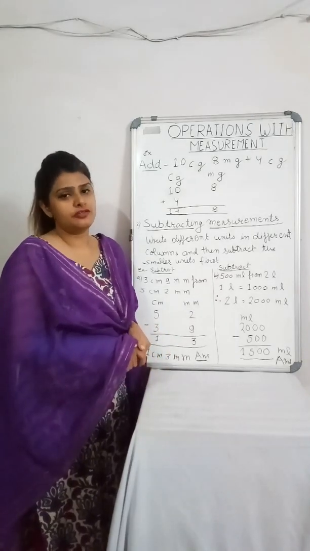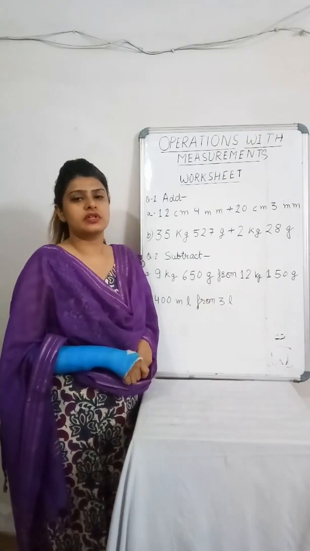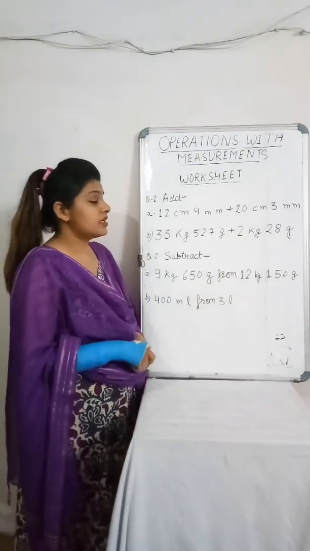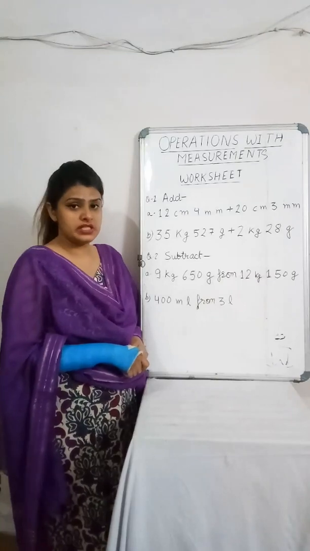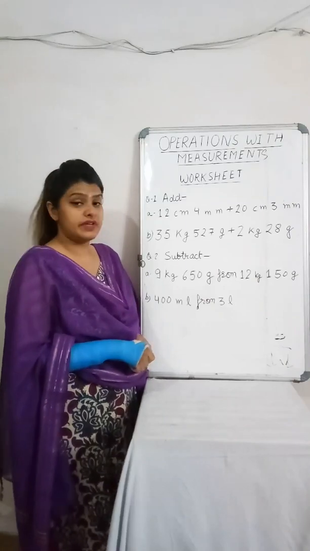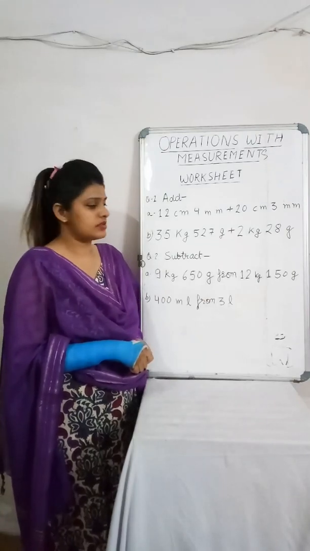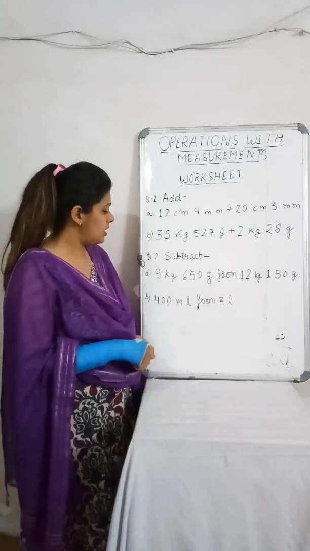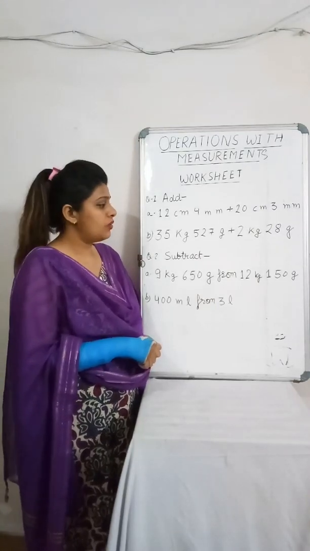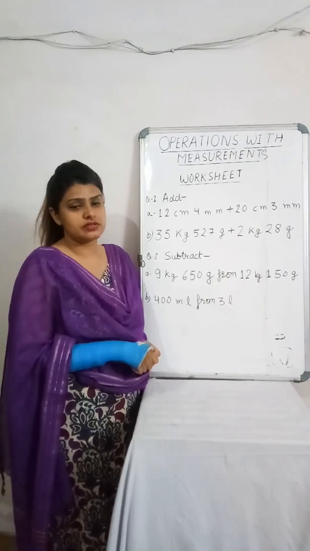Now we move forward to today's worksheet. So this is our first worksheet on operations with measurements. Question number 1. Add: A, 12 centimeters 4 millimeters plus 20 centimeters 3 millimeters. B, 35 kg 527 grams plus 2 kg 28 grams. Question number 2. Subtract: A, 9 kg 650 grams from 12 kg 150 grams. B, 400 milliliters from 3 liters.